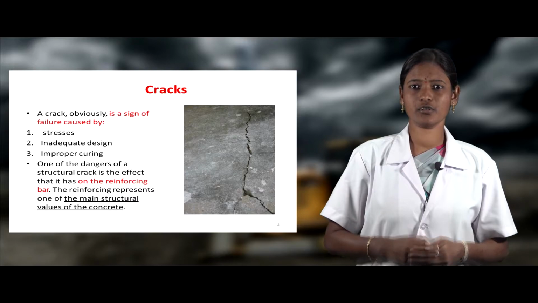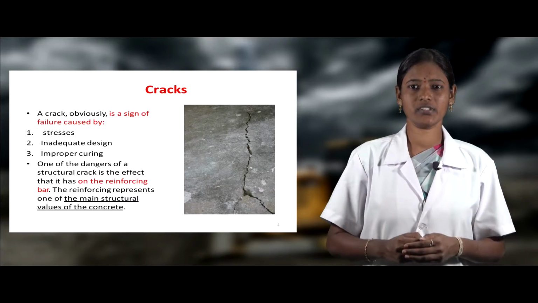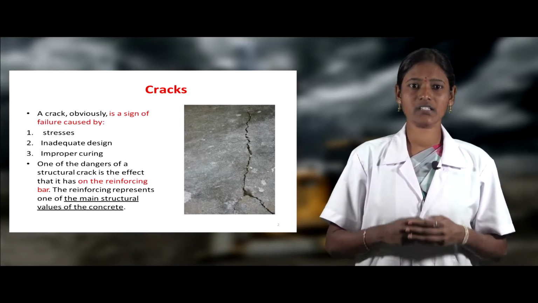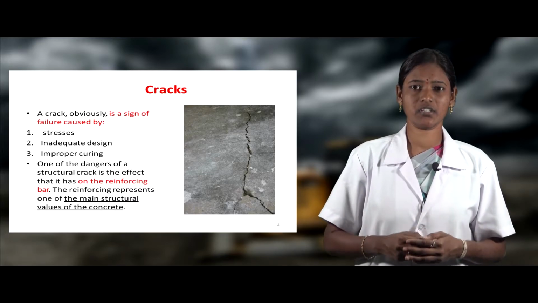A crack is a major cause of distress or damage in a structure. These cracks are caused by stress, inadequate design and improper curing, so they should be taken care of. These cracks cause reinforcement degradation, which leads to corrosion and carbonation. This should be treated using the epoxy injection resin technique.